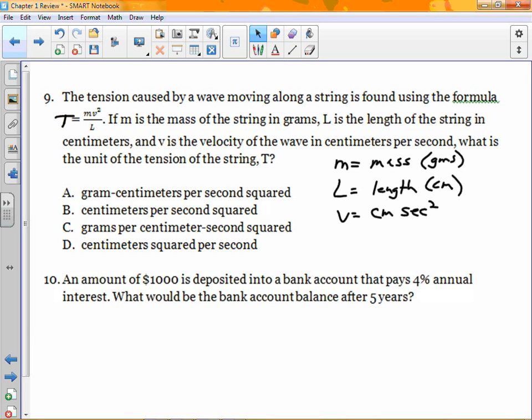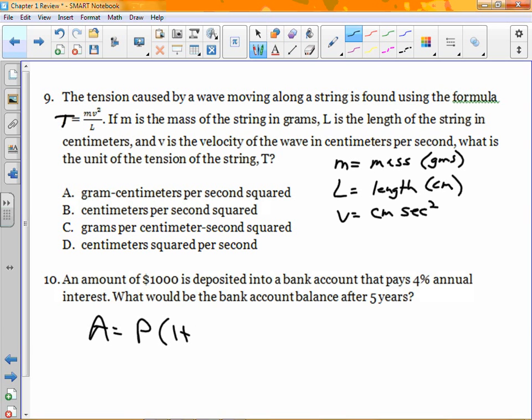An amount of $1,000 is deposited in a bank that pays 4% annual interest. What would the bank account balance be after 5 years? Exponential growth or exponential decay? Growth. Very good. So, if you remember, I don't know if you do, the formula was A equals P times 1 plus R to the T. Anybody remember what those variables stood for? P.